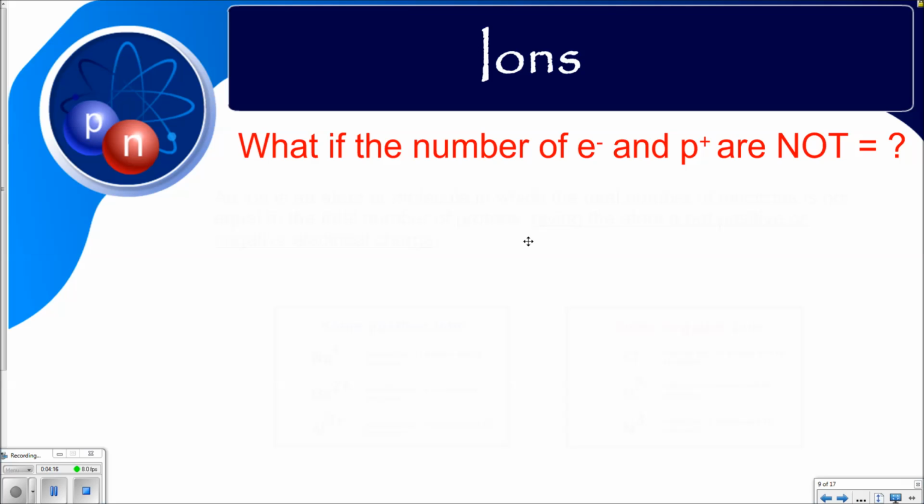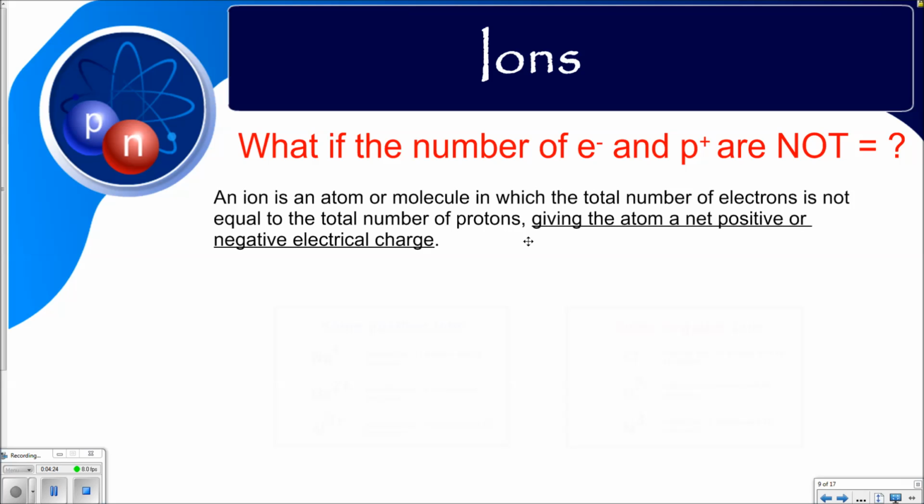So what if the number of electrons and the protons are not equal? This is called something different. It's called an ion. And an ion is an atom or a molecule in which the total number of electrons is not equal to the total number of protons, giving the atom a net positive or net negative electrical charge.